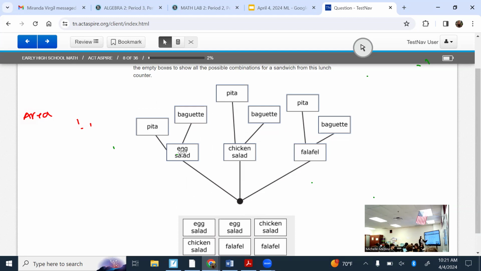The 3 main branches would have to go with the 3 types of sandwiches you could get. And then the group of 2 would show all the different breads you can have. There are only 2 options.